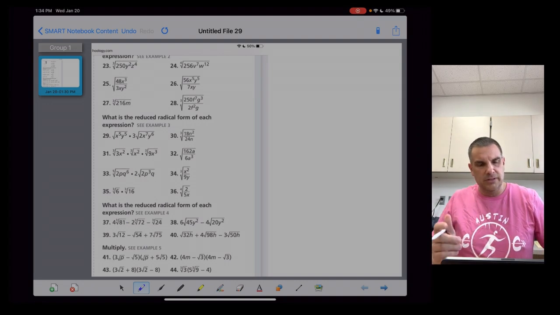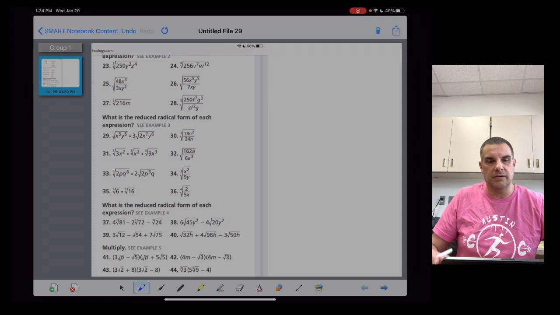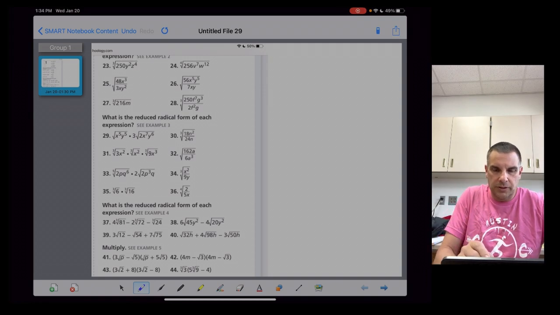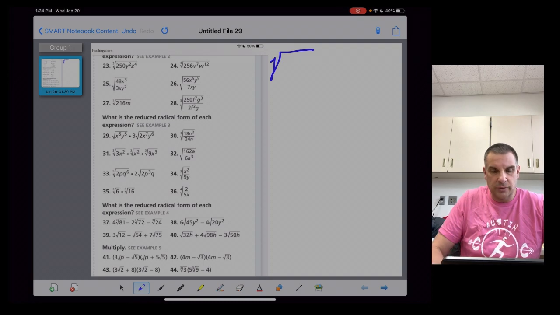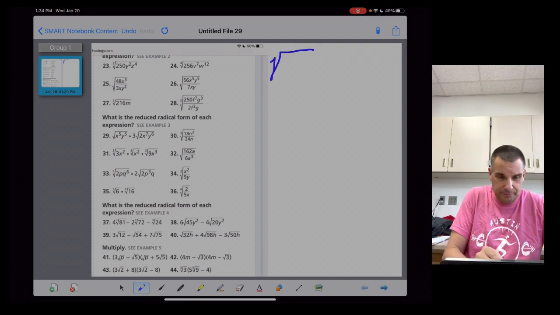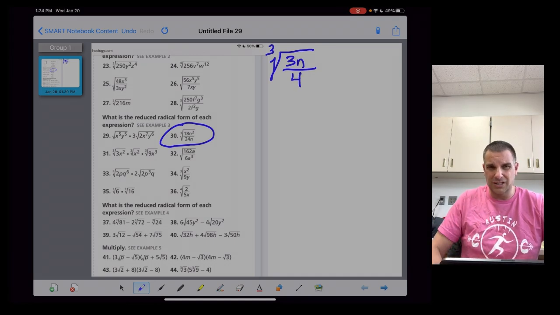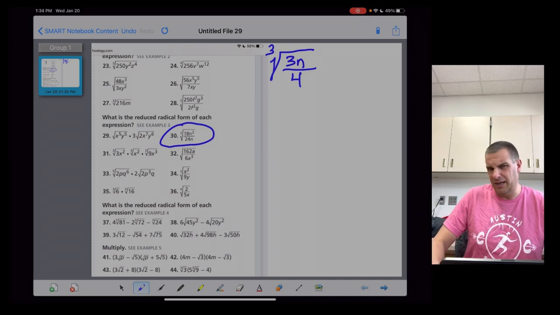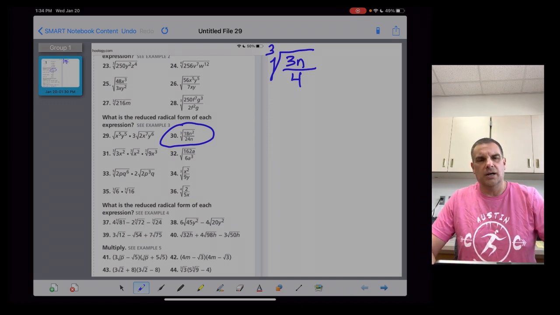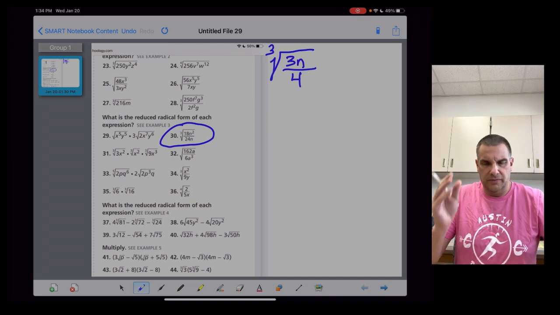When you reduce this, you have to do that same thing, you have to reduce it. But when you reduce 30 this time, you're left with the cubed root of 3n over 4. And this is where this one gets a little bit tricky, and I didn't look at one like this yesterday or whenever the assignment was.